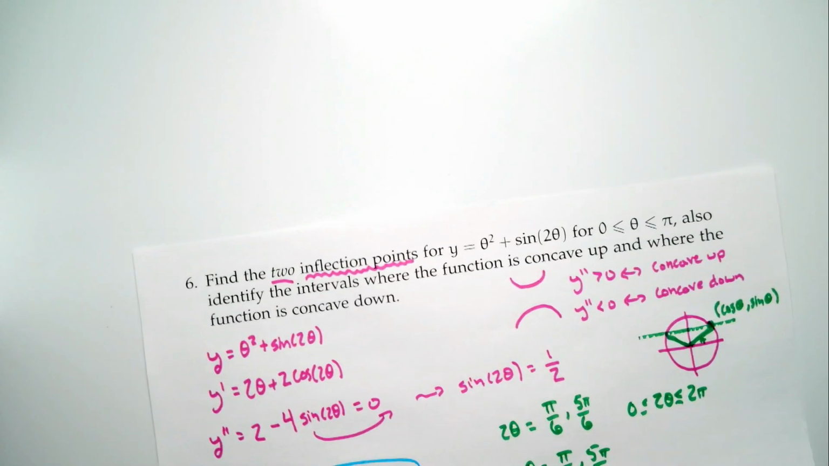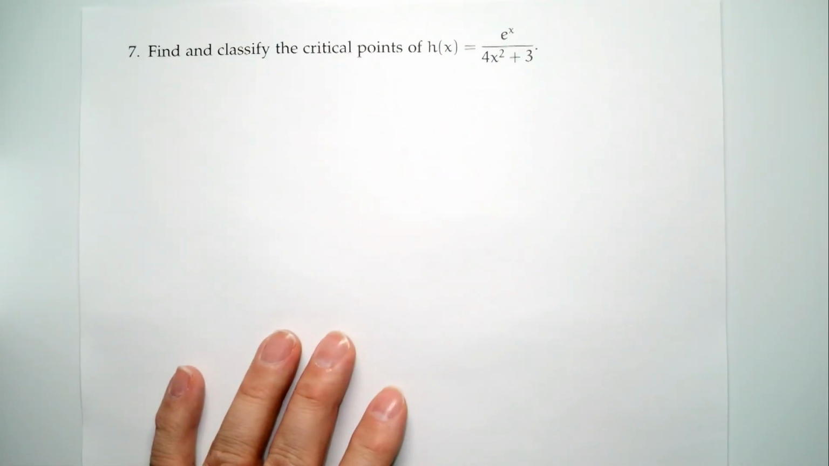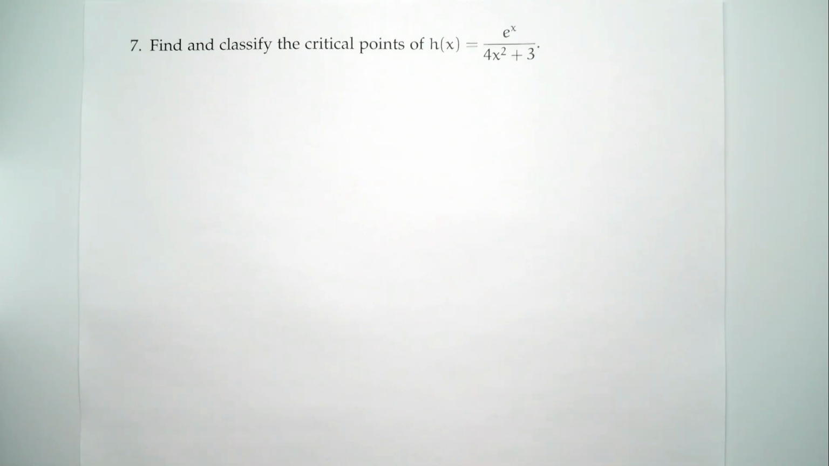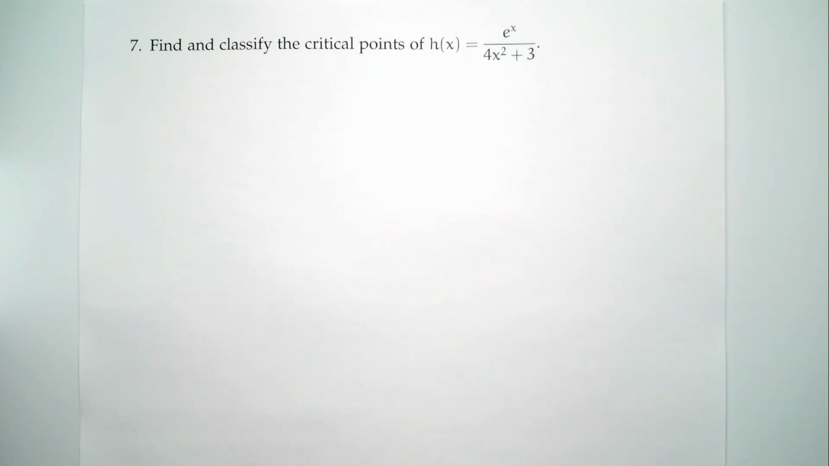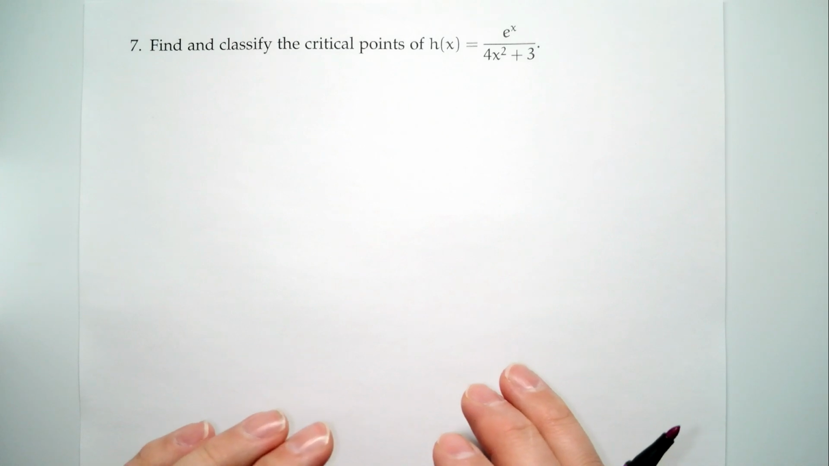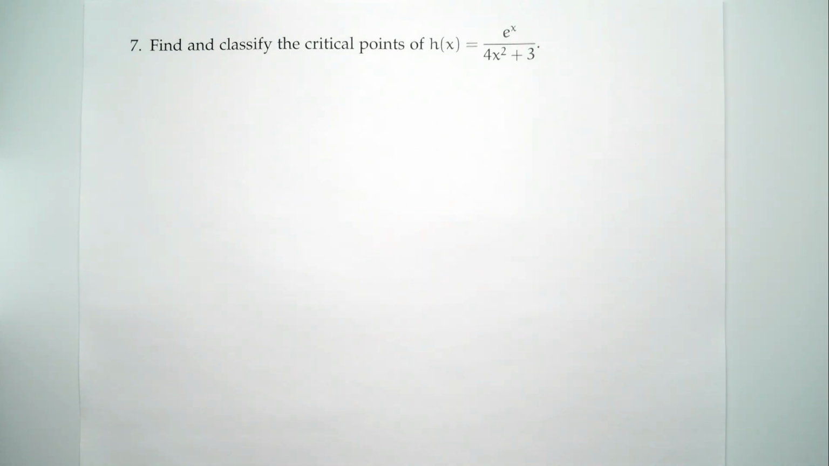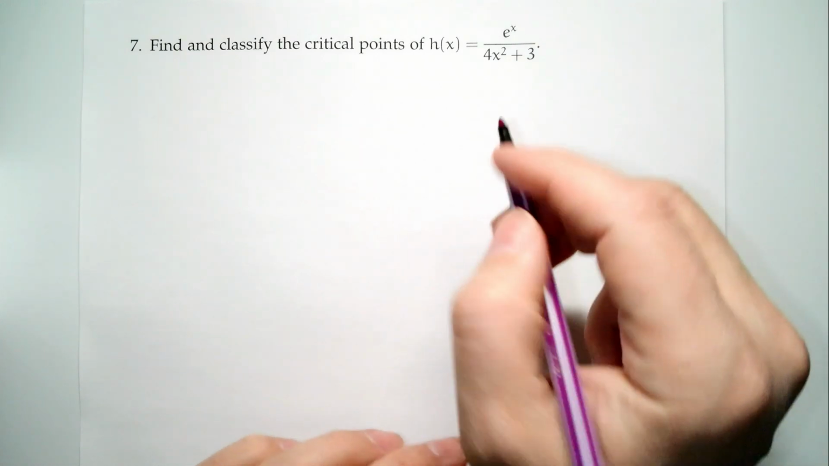All right, what's next? Well, I suspect that after number 6, we should talk about number 7. Find and classify the critical points of h of x, which is e to the x divided by 4x squared plus 3. Now notice, it's not saying first derivative or second derivative. It's kind of like dealer's choice. Now, which one should we pick? Well, let's take the first derivative and see how we're feeling. But generally my philosophy is, if the derivative is non-trivial to take, stick to just the first derivative. If the derivative is super easy to take, go ahead and do the second derivative.